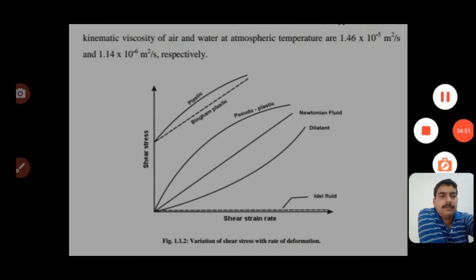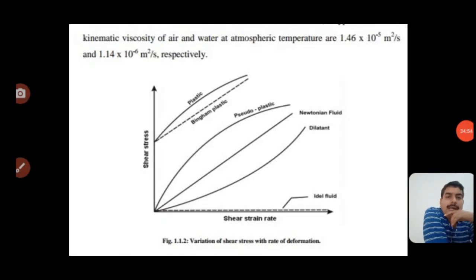But for the different types of liquid, see in that diagram, there are dilatant fluids, Newtonian fluids, non-Newtonian fluids, Bingham plastic, pseudoplastics. In the next lecture we will discuss in detail these types of fluid: Newtonian fluids, non-Newtonian fluids, Bingham fluids, plastic fluids, which will be explained in the next lecture.